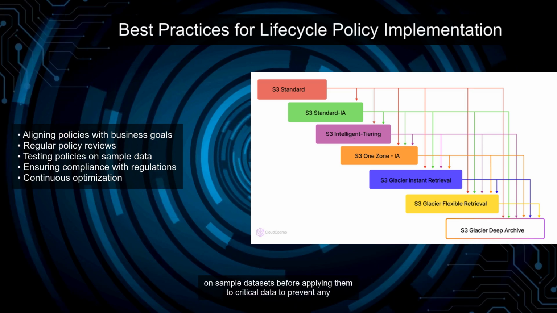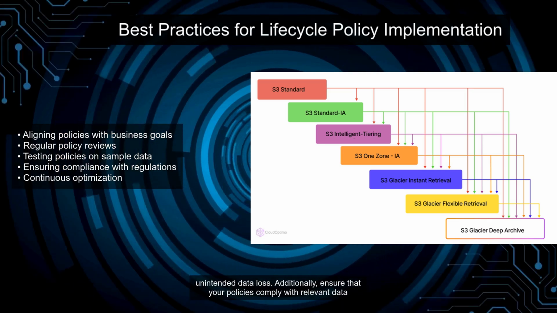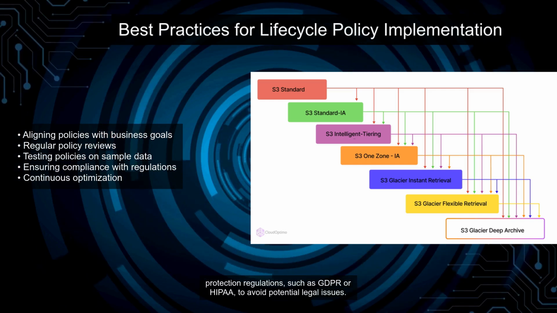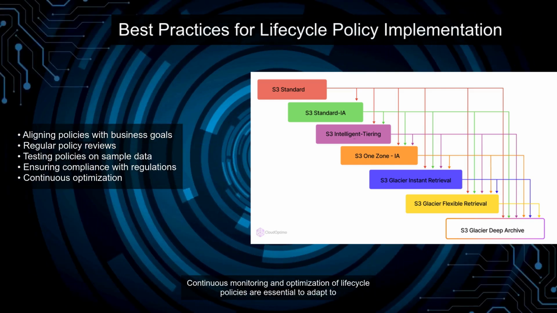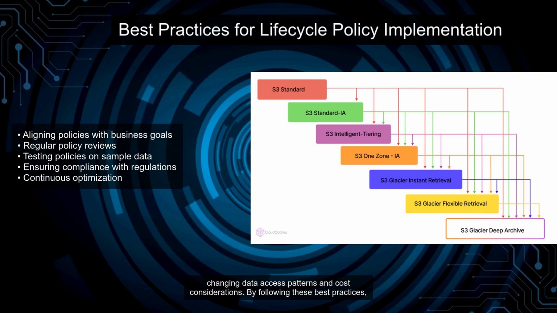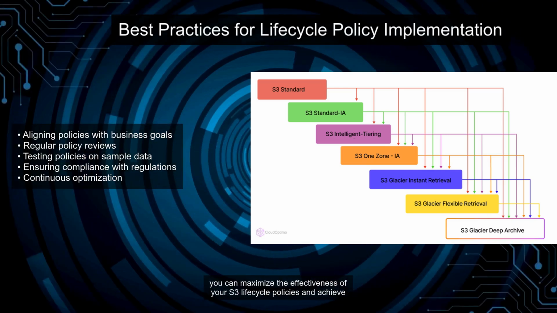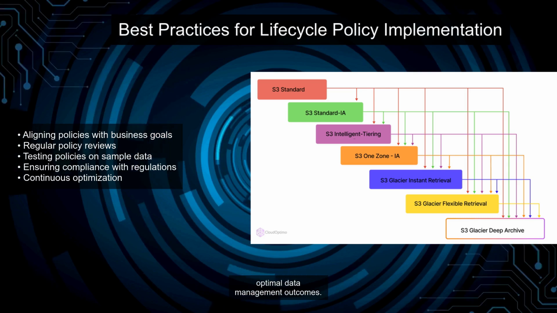It's advisable to test lifecycle policies on sample datasets before applying them to critical data to prevent any unintended data loss. Additionally, ensure that your policies comply with relevant data protection regulations, such as GDPR or HIPAA, to avoid potential legal issues. Continuous monitoring and optimization of lifecycle policies are essential to adapt to changing data access patterns and cost considerations. By following these best practices, you can maximize the effectiveness of your S3 lifecycle policies and achieve optimal data management outcomes.